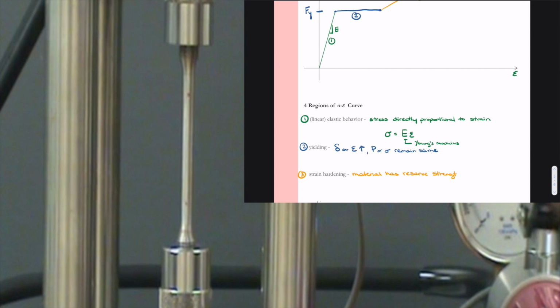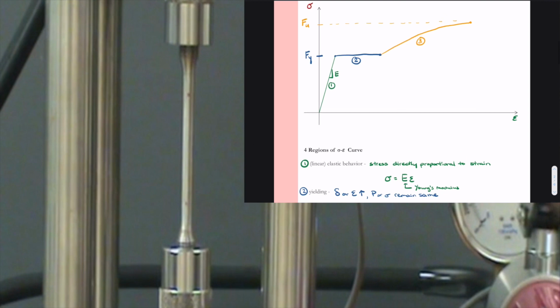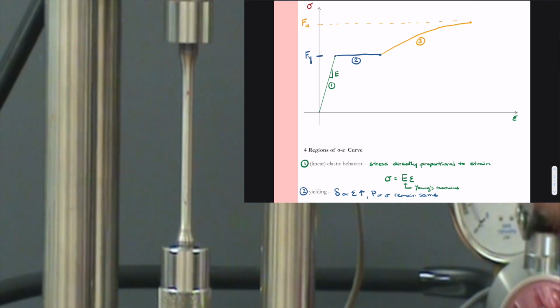And so ultimately, this will take us to the maximum amount of stress that the material can handle, which we call the ultimate tensile strength, or F sub U. It's really stretching now.